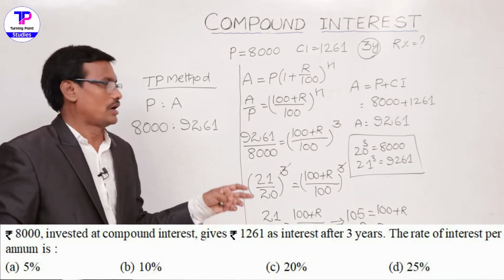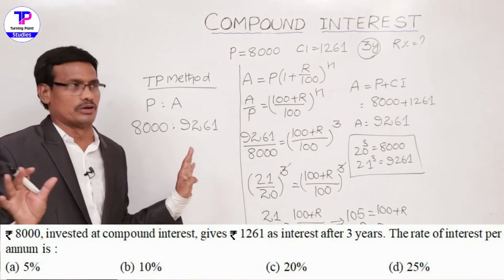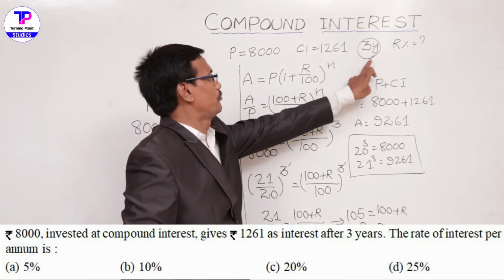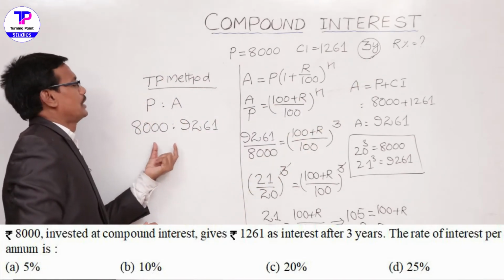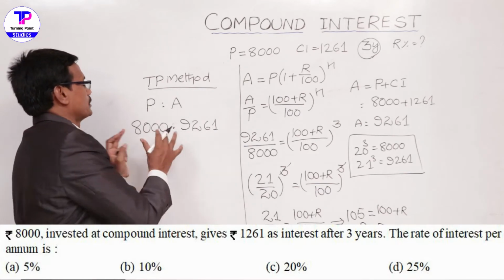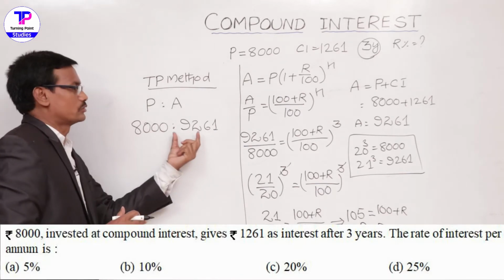If time is 1 year, our ratio terms should be normal terms only. Now here we want cube form. So that cube form means this 8,000 and 9261. Is there any relationship between cubes and this one? Yes. This is 20 cube and this is 21 cube.